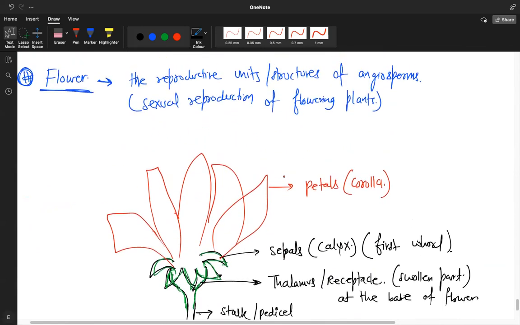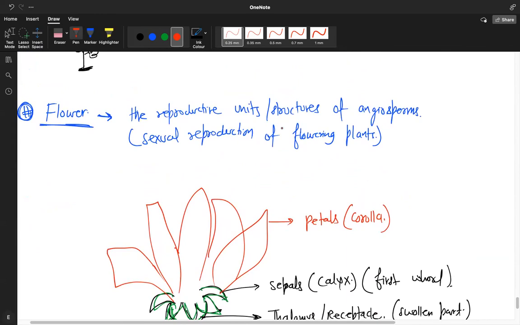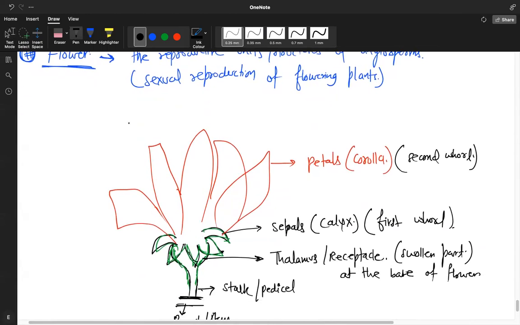The second layer is formed by petals. Petals are the second whorl or second layer. And then third comes the Androecium. So in this case, I am drawing a bisexual flower. Bisexual means, what do we mean by bisexual? Having both male and female reproductive parts. Yes. So let me use yellow and make it.